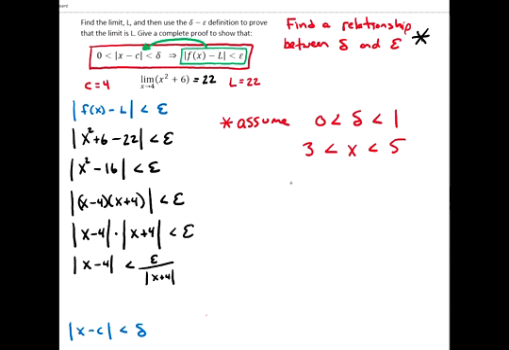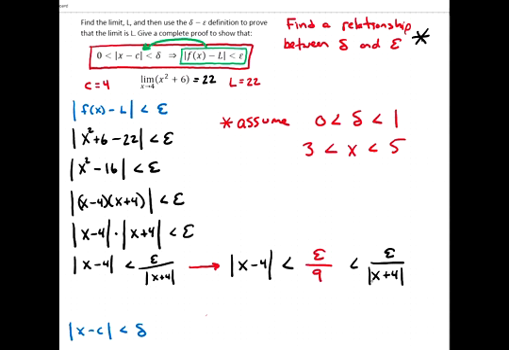Okay, so now if we know x is between 3 and 5, then what we could do with this line here is to say that the absolute value of x minus 4 is definitely less than epsilon over the absolute value of x plus 4, but the absolute value of epsilon over the absolute value of x plus 4 is definitely going to be bigger than epsilon over 9. Now, where did I get that 9 from?